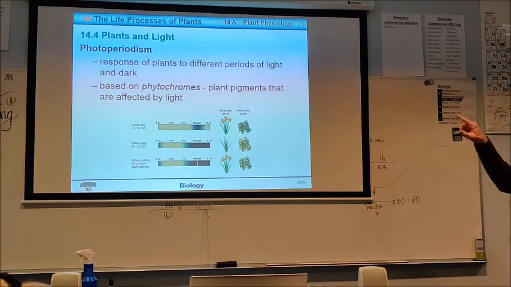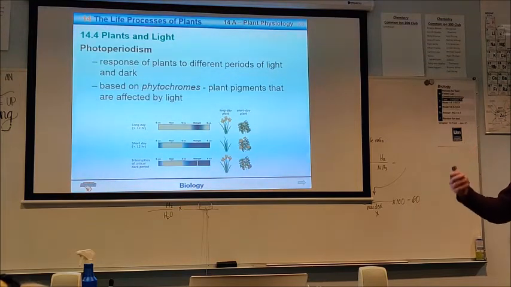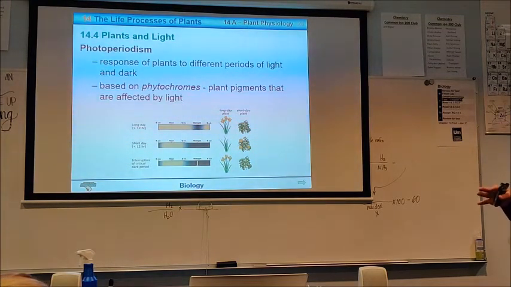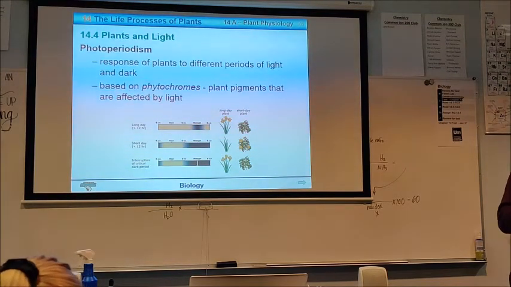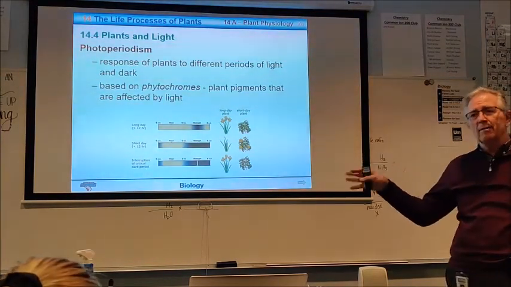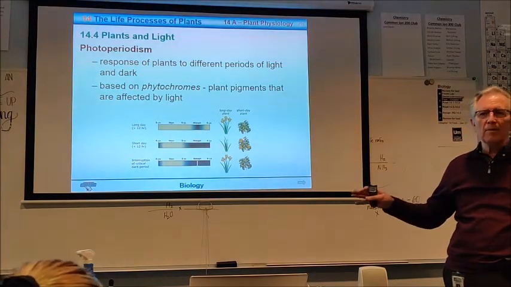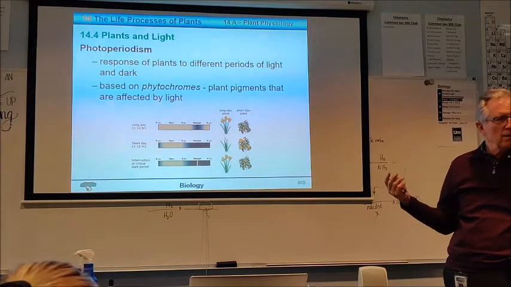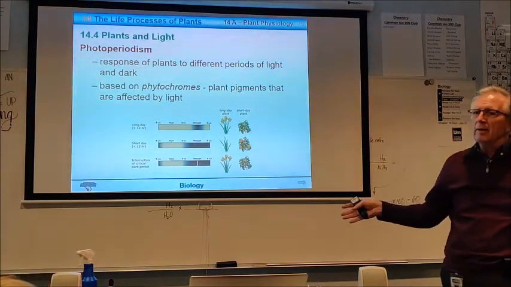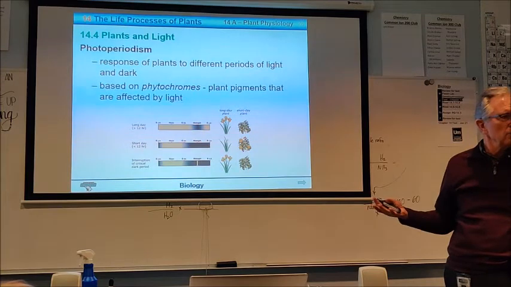Now, based on something called photochromes, plant pigments that are affected by the amount of light, the plant responds in a certain way, particularly like blooming and things like that. So in plants, we will have long day plants, short day plants, and then some plants that it doesn't matter how much light they get. They'll bloom in spring, they'll bloom in summer, they'll bloom in fall. And if you think about it, if you're landscaping, you need a mixture of those.